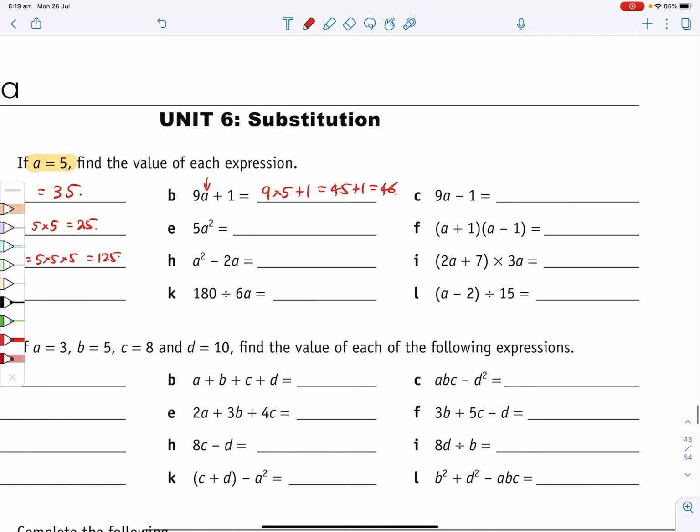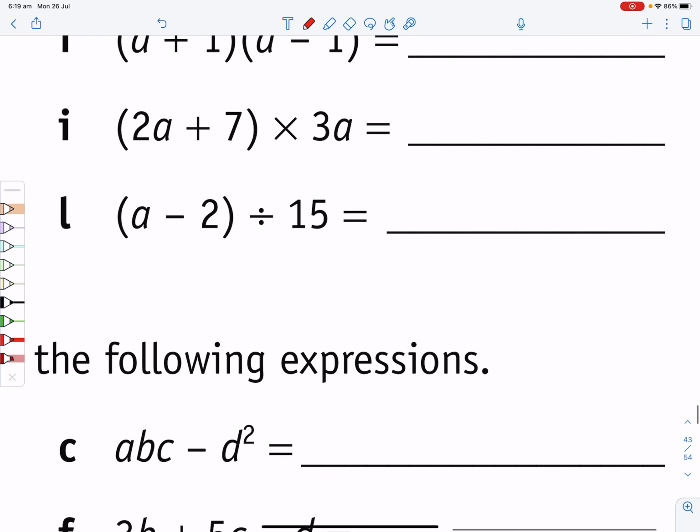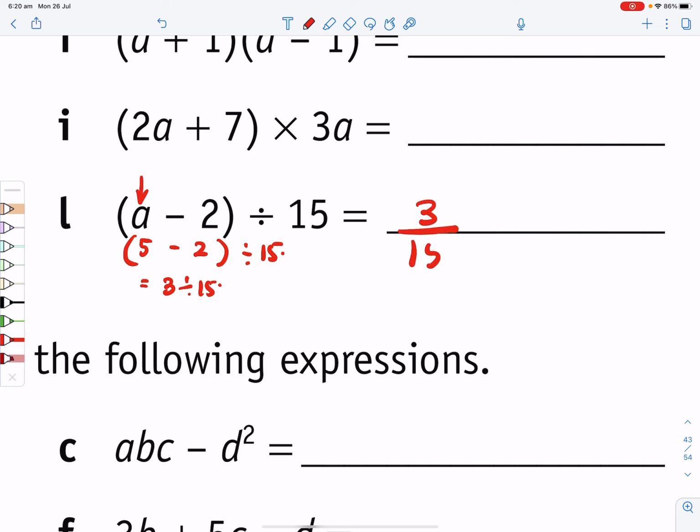I'll do L, the last one. A minus 2 divided by 15. Well, remember, in this question, they said to replace a with 5. So you're going to do 5 take away 2, and that answer there divided by 15. Now, what's 5 take away 2? 3. So 3 divided by 15. Now that you have 3 divided by 15, you've done fractions earlier this year. So 3 over 15 can be simplified to 1 over 5. Okay, just dividing these by 3.